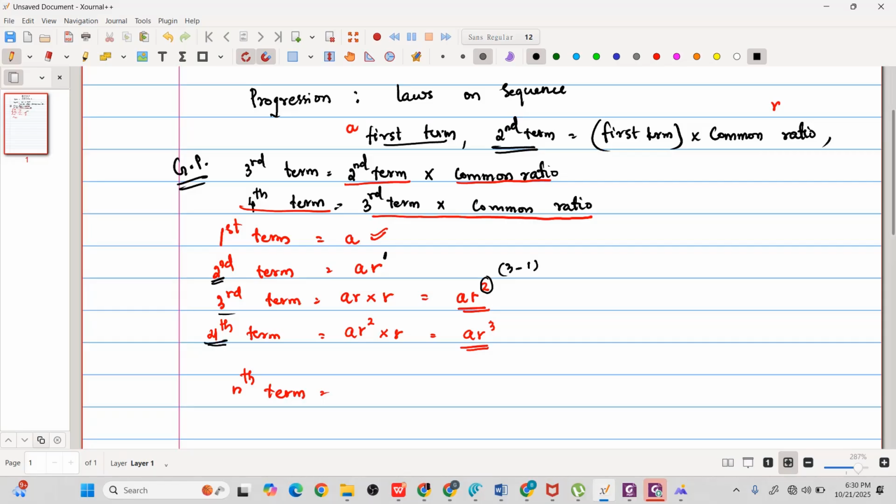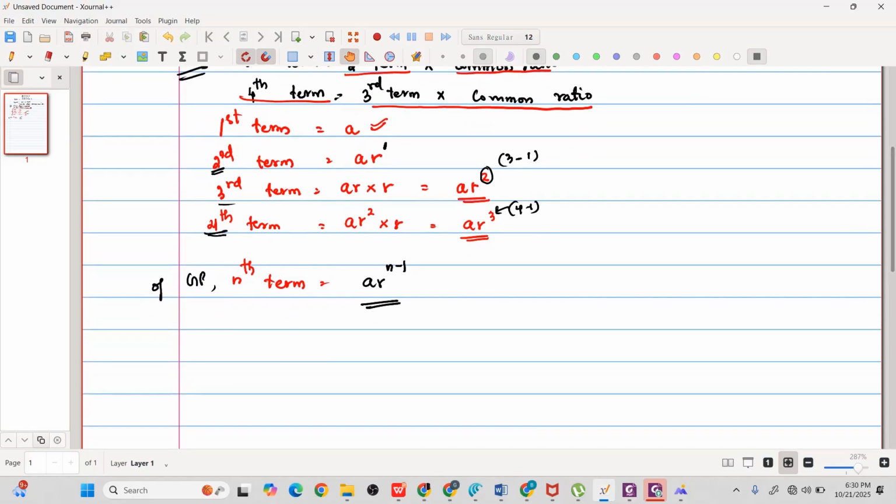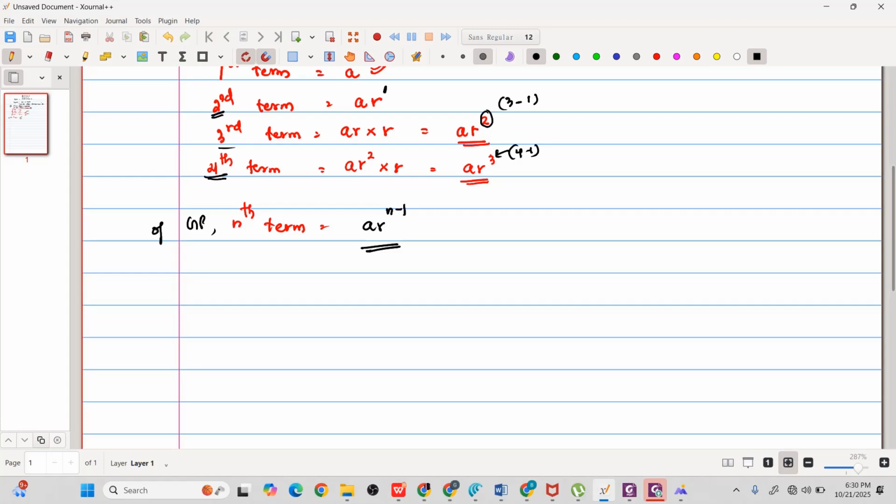Then if we are concentrating on the fourth term, then the power is 4 minus 1, which is 3 here. So in general, the nth term of a GP is a r raised to, if it is 4, then it is 3, if it is 3, then it is 2, if it is 2, then it is 1. So if it is n, then it is n minus 1. So the nth term of a GP is represented by a r raised to n minus 1.